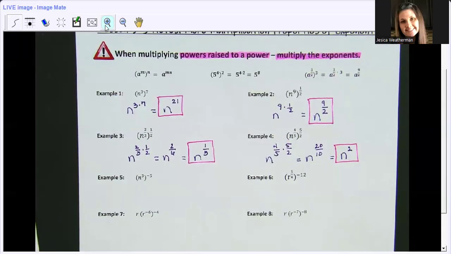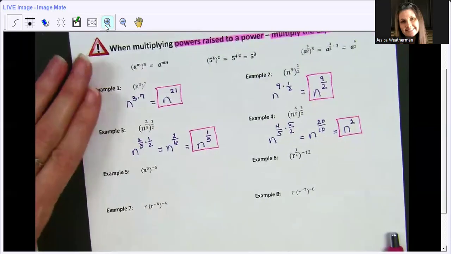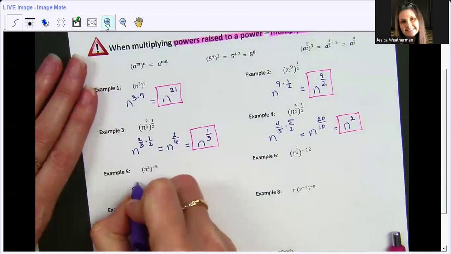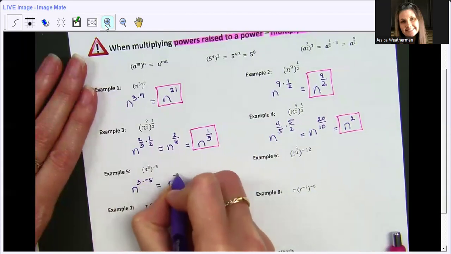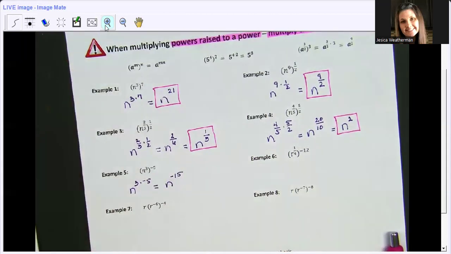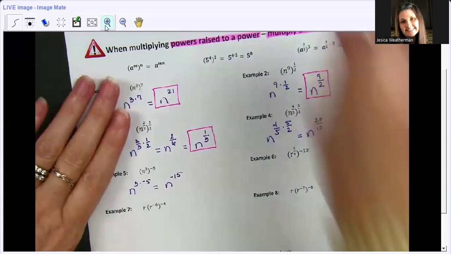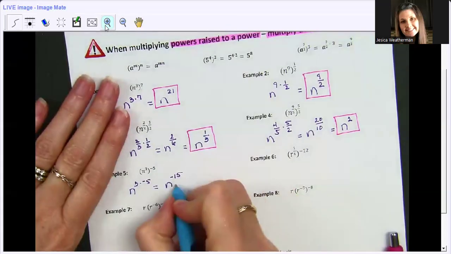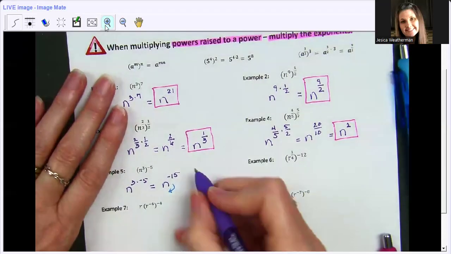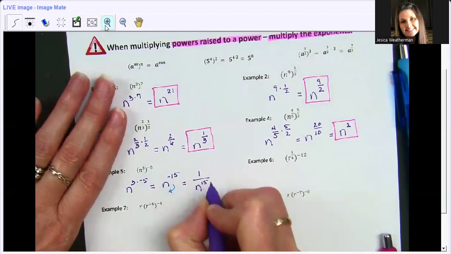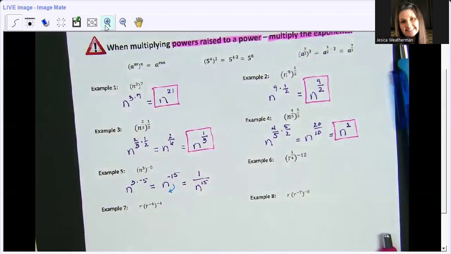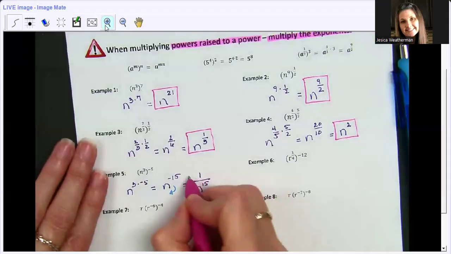Okay, now we're getting to negatives. We take n to the power of 3 times -5, and we get n to the power of -15. But remember from our first lesson, we do not want to have negative exponents, which means we have to move it down to the bottom of the fraction bar. So I end up with 1 over n to the power of 15, because when I move it across that fraction bar, it gets rid of the negative exponent.